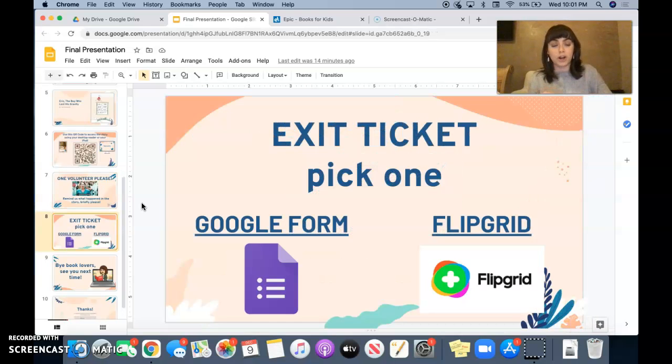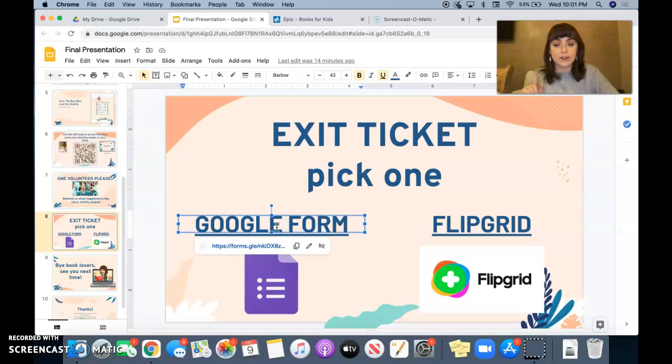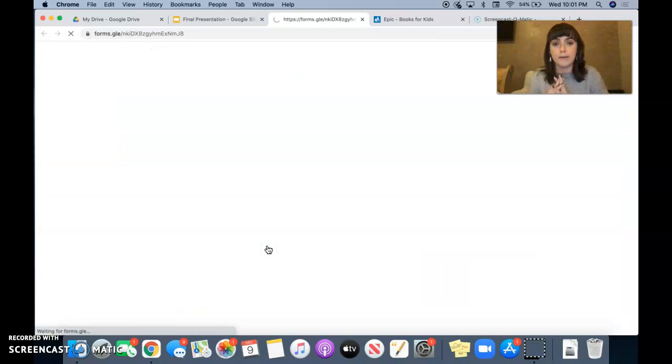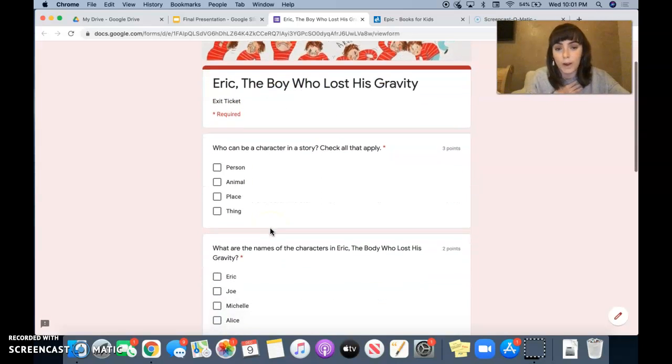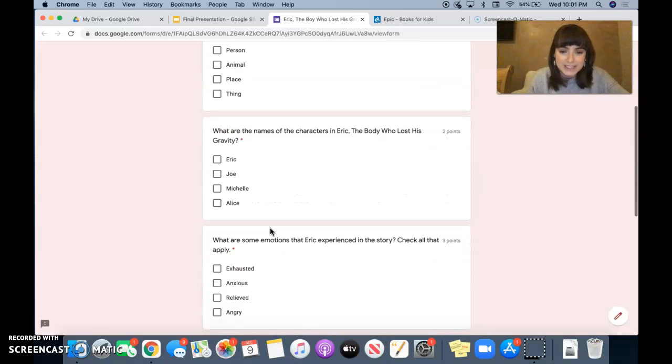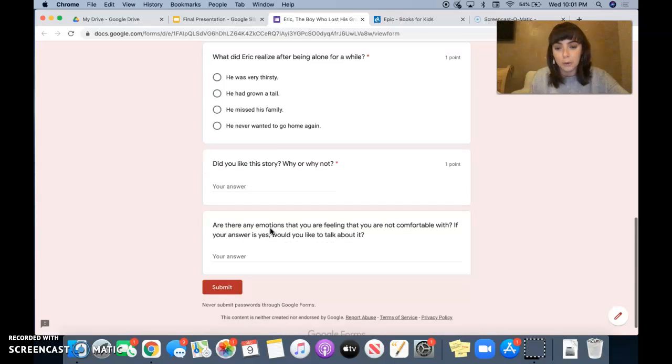Then afterwards, they can show their learning or their comprehension in two different ways. We have Google Form or Flipgrid, and there's a link connected to both of them. So the form, Eric, the boy who lost his gravity, this could be their exit ticket. It's a 10-point, not a quiz, it's just a check to make sure that they were paying attention.